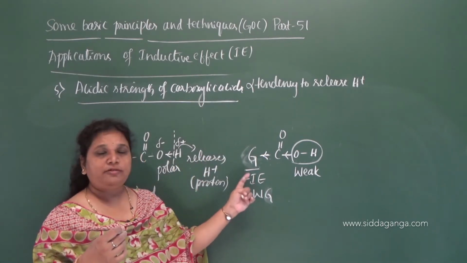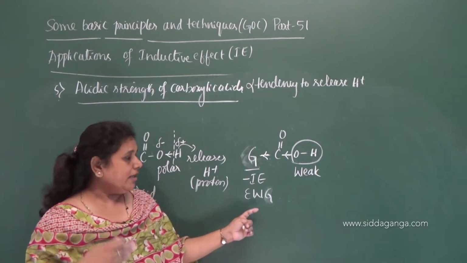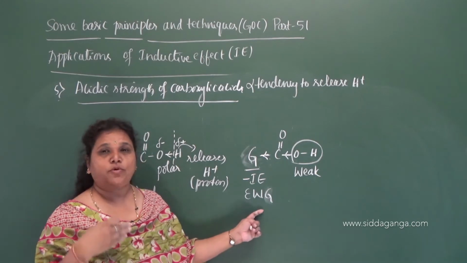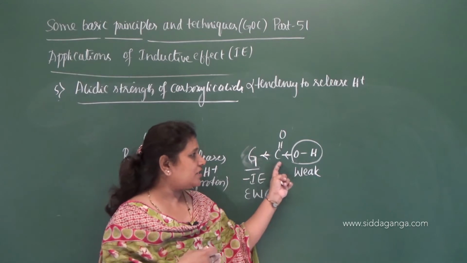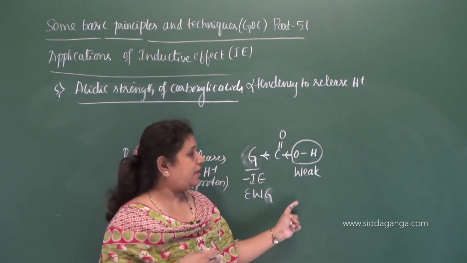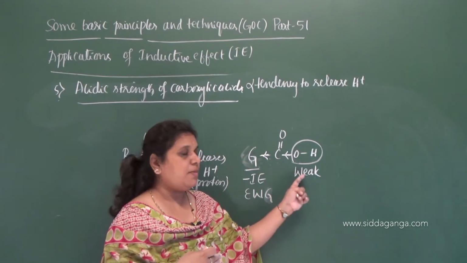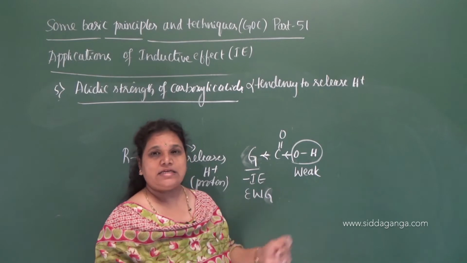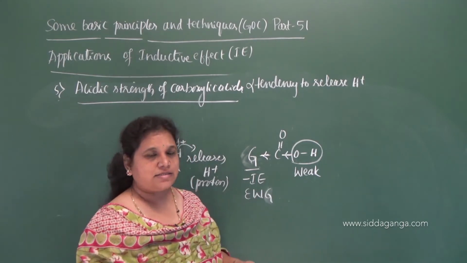So, the group with minus I effect, negative inductive effect, or any electron withdrawing group, or any group which is more electronegative than carbon, if it is attached to the COOH group, then the OH bond becomes weak and the cleavage of the bond becomes easier. Proton releasing tendency is more and thereby acidic strength increases.